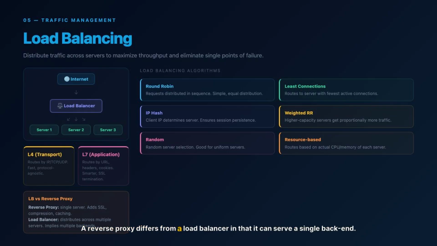A reverse proxy differs from a load balancer in that it can serve a single backend. It adds SSL termination, compression, and caching. When you have multiple backends, the reverse proxy becomes a load balancer.